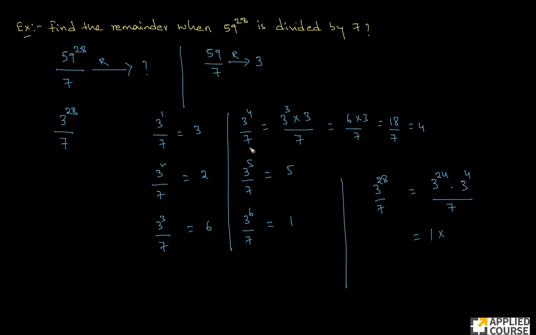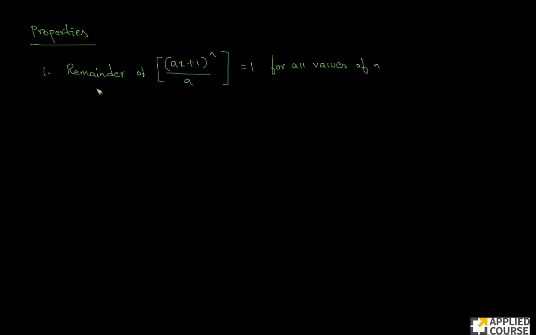What is the remainder for 3 power of 4 by 7? 4. So the answer for 3 power of 28 by 7: the remainder is 4. The same thing is applicable for 59 power of 28 by 7. Right? Clear? Understood? Good. Now we will see a few properties.